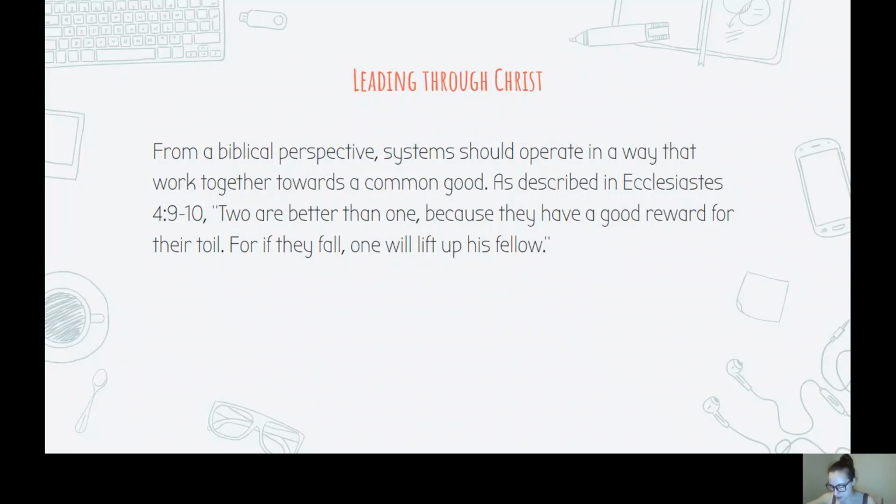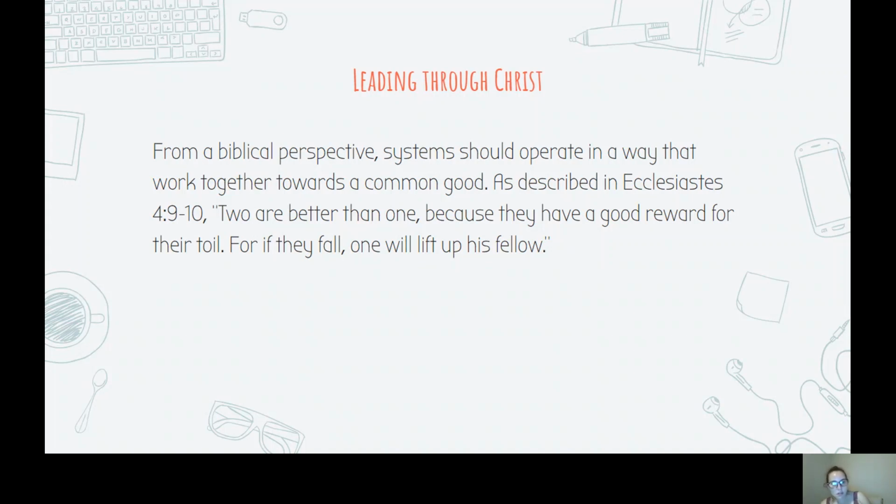Leading through Christ. From a biblical perspective, a system should operate in a way that works together towards a common goal. So all the different types of adopters should be working towards the common goal. In this case, the implementation of technology, as well as learning through Christ and carrying on those characteristics that are so deeply installed within all of us.